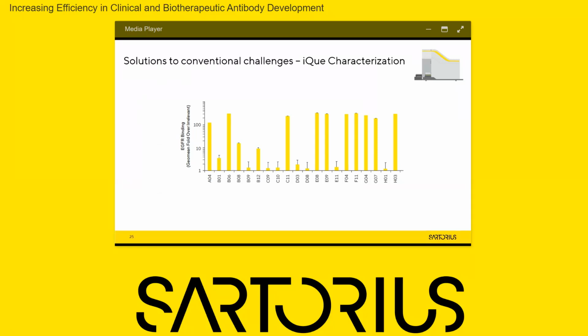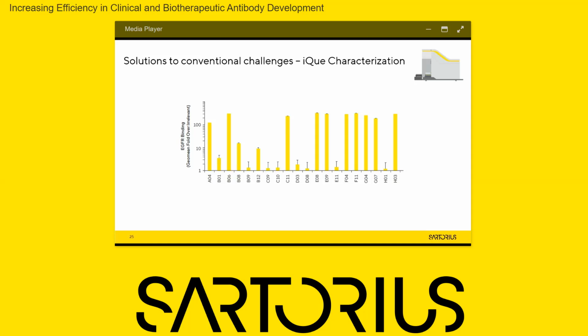On this slide is an example of how we can further characterize our B cells using some of the other systems in the Sartorius portfolio, such as the iQue shown here, and also we'll be looking at the Octet R8 on the next slide. So in this graph, what we can show here is the EGFR binding of our antibodies to CHO cells that are expressing EGFR on their surface.